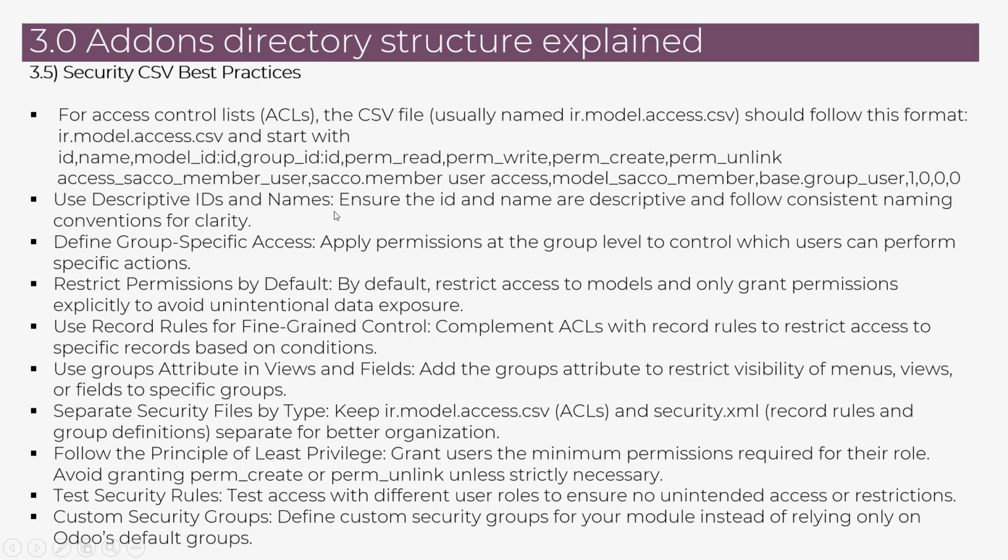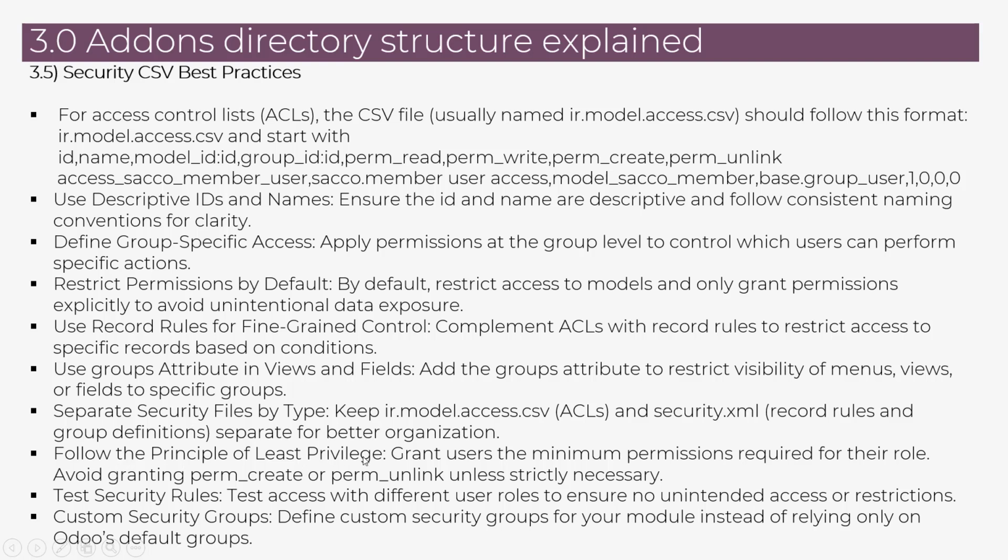So use descriptive IDs and names. Ensure the ID and names are descriptive. Define group specific access. Restrict permissions by default. Use record rules for fine-grained control. Use groups attributes in views and fields. Separate security files by type. So say for example you have files for the access control list and the security, so you can separate them.